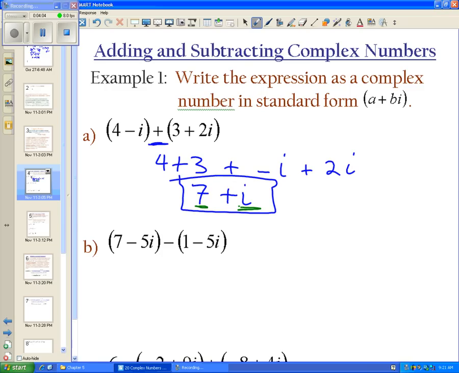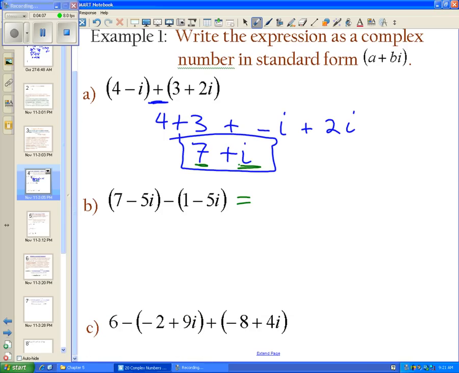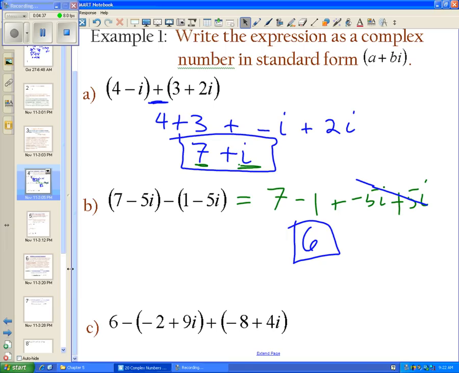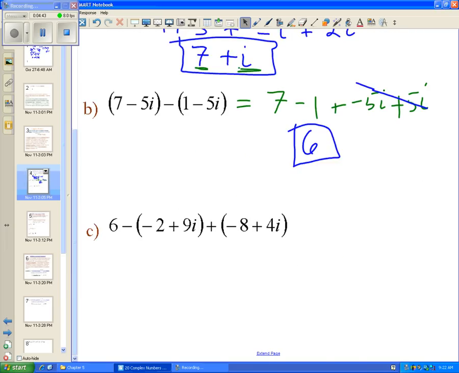Let's try letter B. Again, when I combine like terms, this is 7 minus 1, plus a negative 5i minus a negative 5i, so that's plus 5i. 7 minus 1 is 6. Negative 5i and positive 5i cancel, so I just end up with the real part, 6. That's my number, and it's a real number. Let's try letter C.